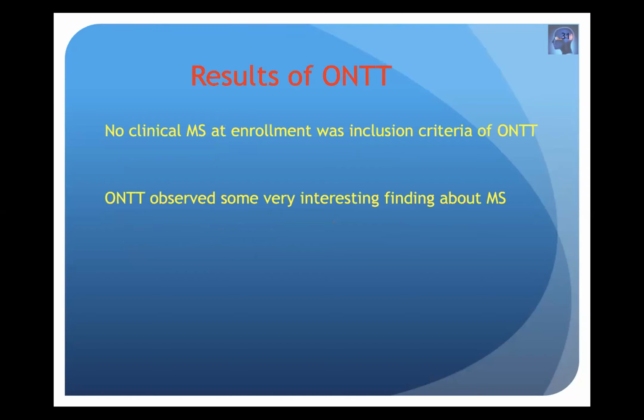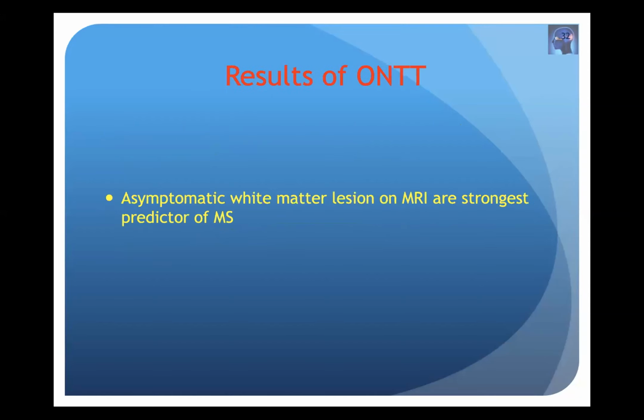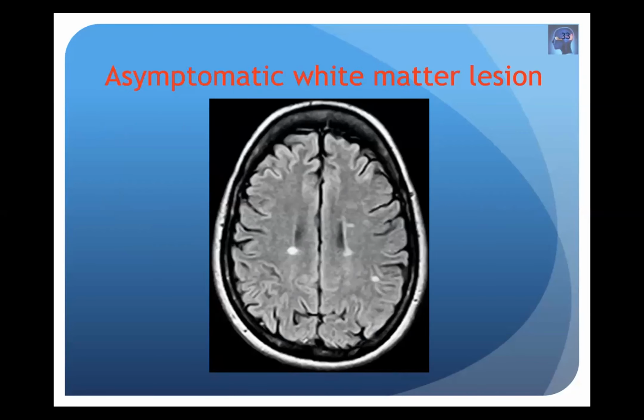No clinical MS at enrollment was an inclusion criterion of ONTT. ONTT observed some very interesting findings about MS. Asymptomatic white matter lesions on MRI are the strongest predictor of MS. This slide shows asymptomatic white matter lesions, and these lesions are the strongest predictor of MS later on.